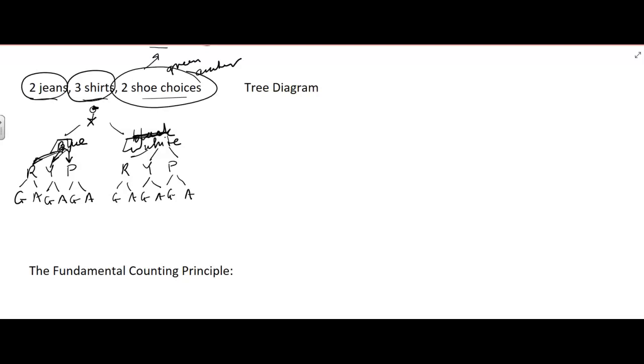Okay, so the way we would follow that is you could do blue jeans with red shirt, green shoes. That would be like a BRG combination. Or you could go BRA. Or you could go B yellow G. BYG. Or BYA. Or you go blue, pink, green, or blue, pink, amber. Okay, those are all your choices with blue jeans, right? So you get that many combinations.